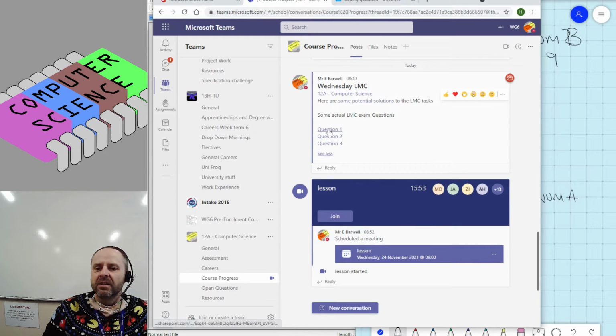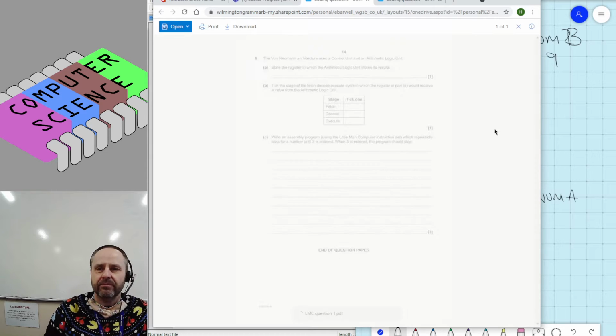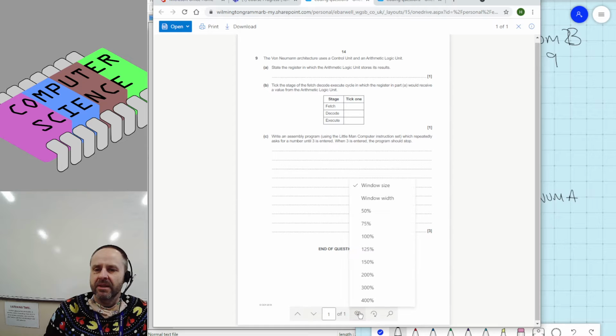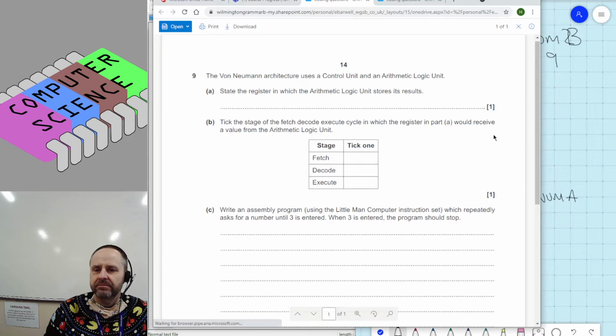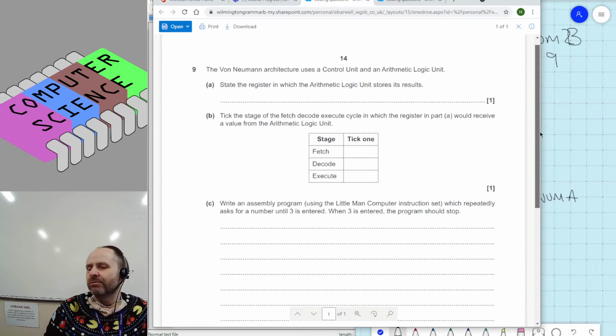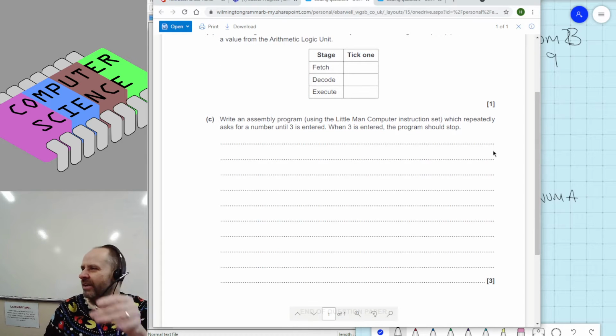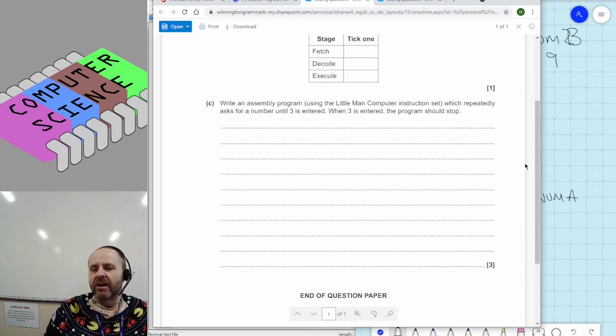Right, let's have a look at question 1. Zoom that in. Have a go. The other bits are just CPU questions. I'm not interested in that bit. It's part C that I'm interested in. So have a go at writing a Little Man Computer program that does that task and then dry run it. Do a trace table in the same manner to verify that your program works.